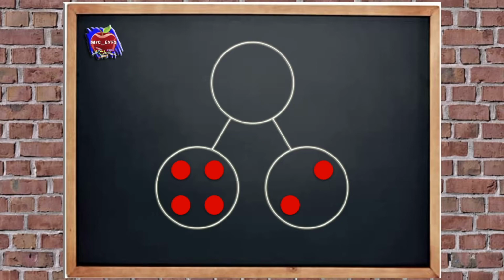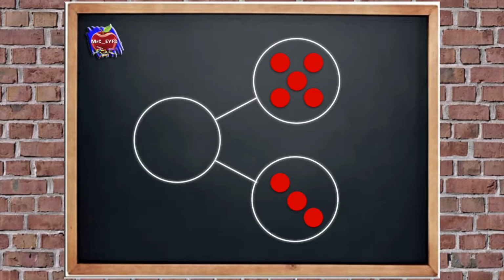Yeah, we need to put them into our whole. So here we go. Let's put the four in and we'll put our two in. Now what do we need to do? Yeah, count all together. So can you do it with me? There's one, two, three, four, five, six.